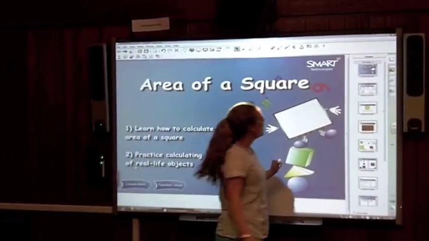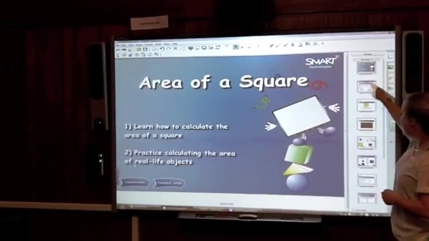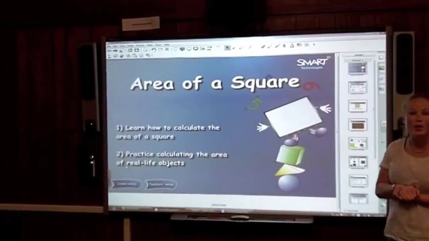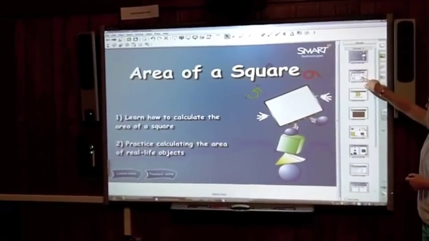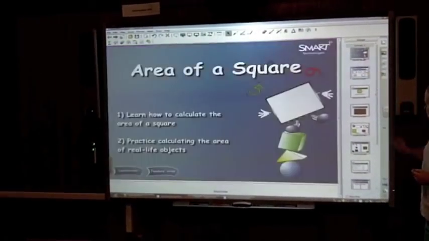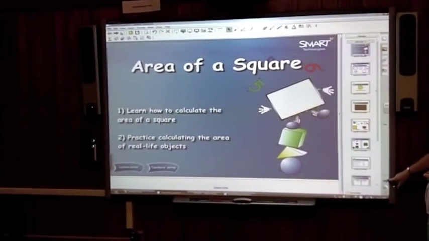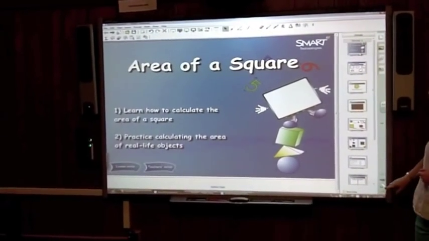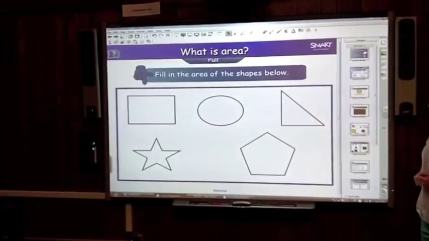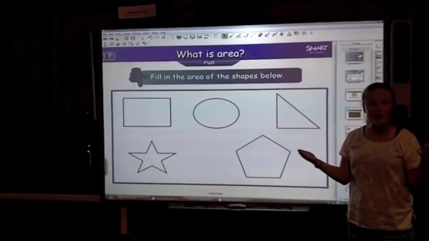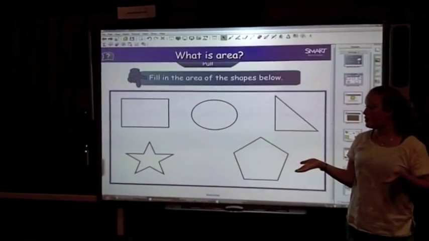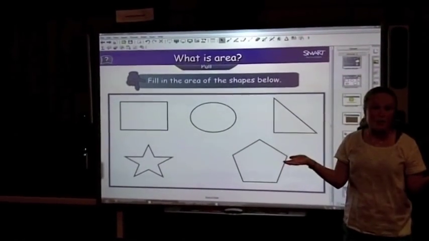So to start out, you have all your different pages to go through with your students. So I'm going to go through them with you. You can either click the pages, or you can use the arrows right here to click next. I'm a little bit shorter, so I use the arrows right down here. So the first slide, your students are all in class. You're about to start discussing how to get the area of a square, or any object for that matter.